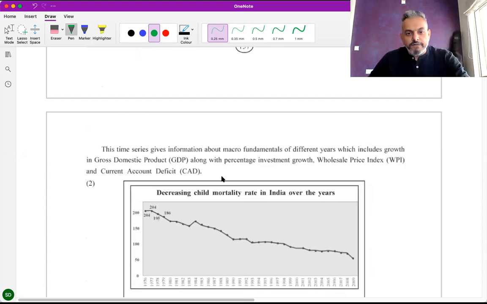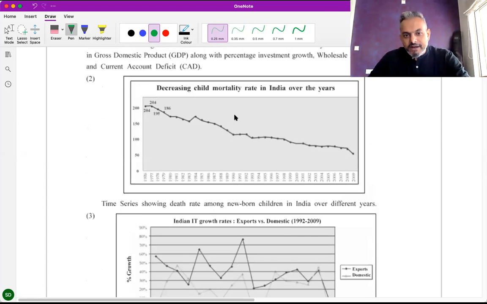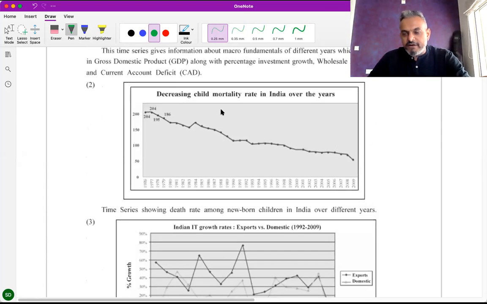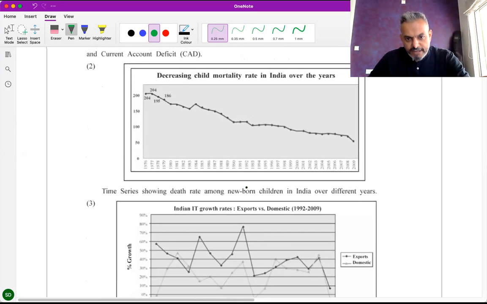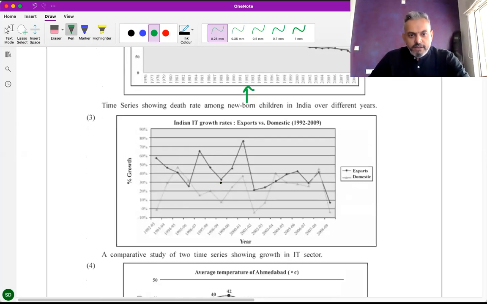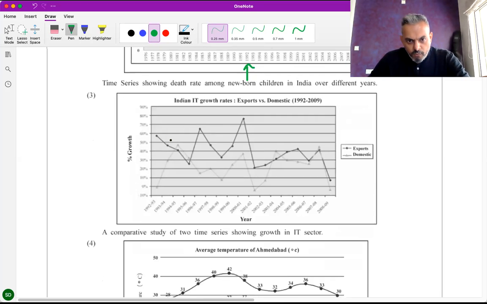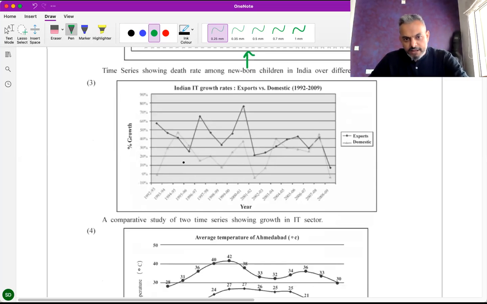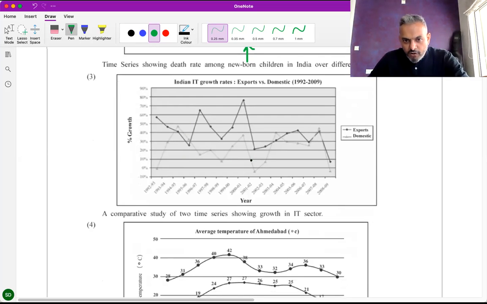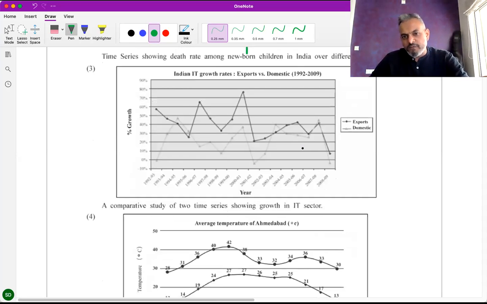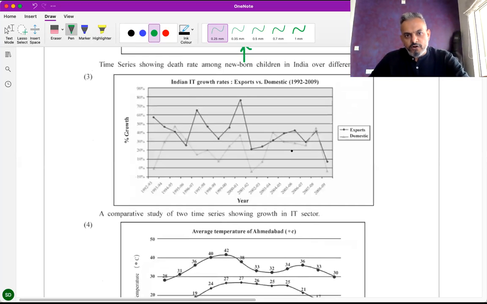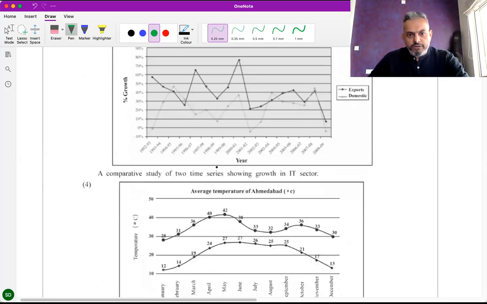Oh, I'm sorry. This one was for decreasing child mortality, that was the death rate. Now this one is basically export versus domestic Indian IT growth. There are two graphs, you can see how they are moving. One is the black one, and the other is the gray one. We are observing an almost similar kind of trend for exports and for domestic growth.